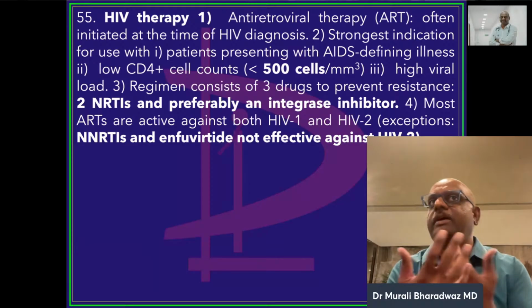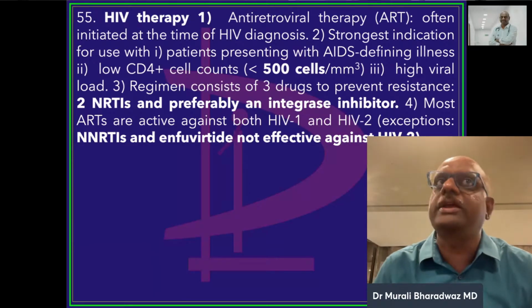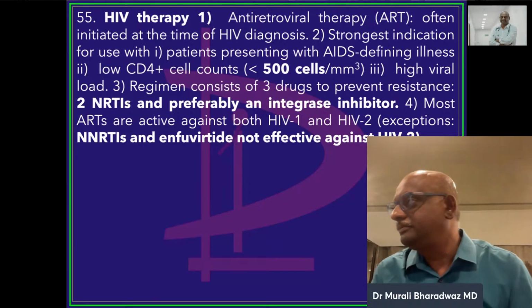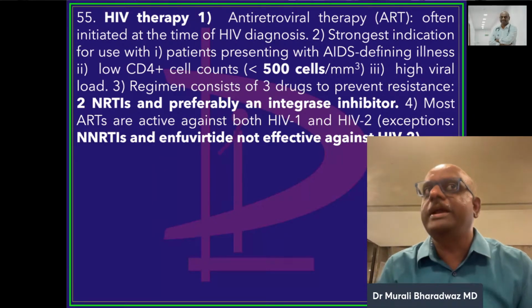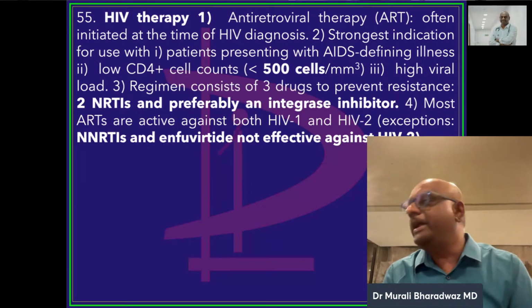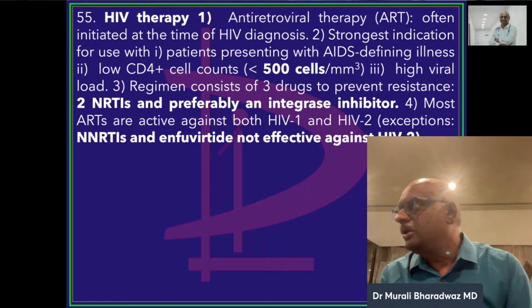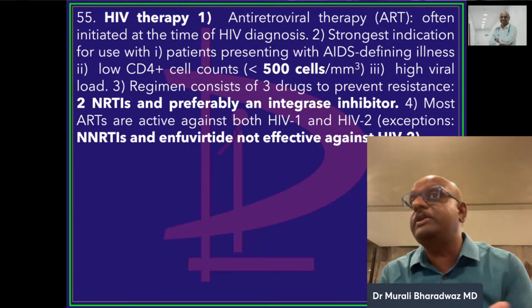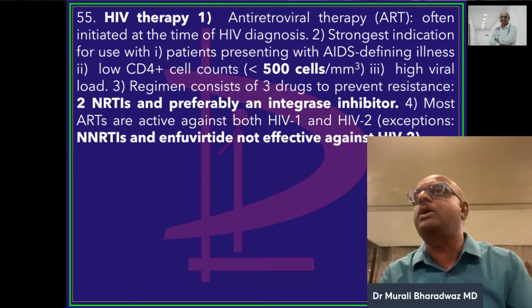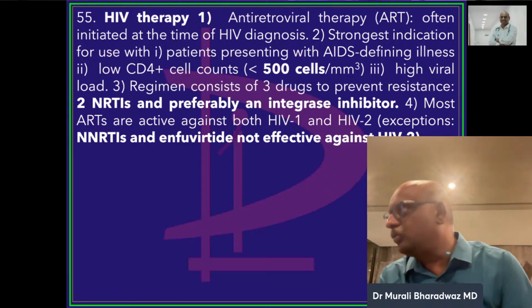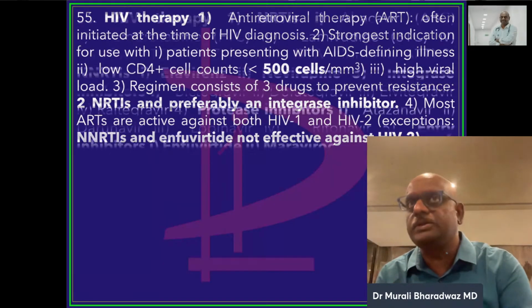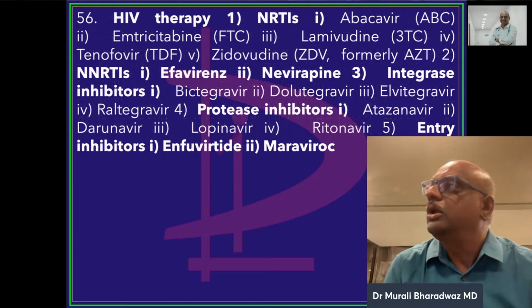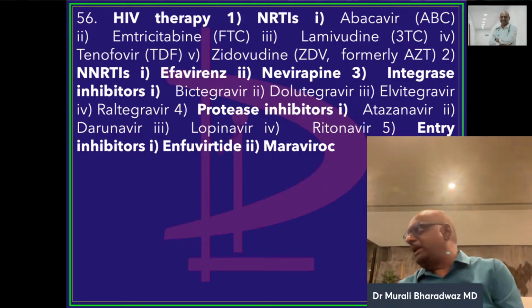Most antiretroviral therapies are active against both HIV 1 and 2. There are 2 strains of HIV. The only exceptions are enfuvirtide and non-nucleoside reverse transcriptase inhibitors, which are not effective against HIV-2. Exceptions. Now, what are the drugs under HIV therapy?